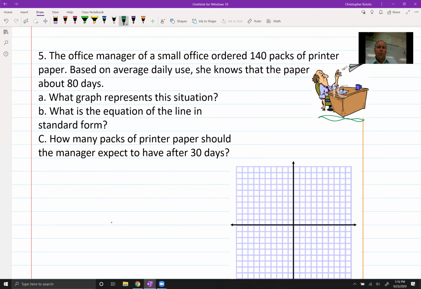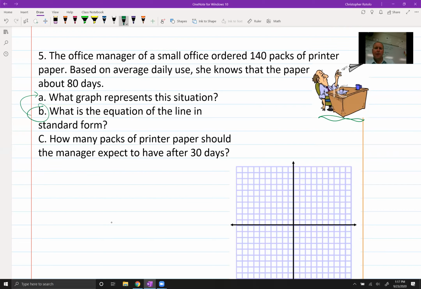You ordered 140 packs of printer paper. Based on the average daily use, you know that the paper lasts about 80 days. So we want a graph that represents the situation. What's the equation of the line in standard form? How many packs of printer paper should the manager expect to have after 30 days? All right, so we need to come up with an equation first so we can then graph it.